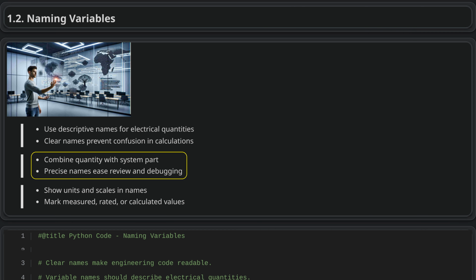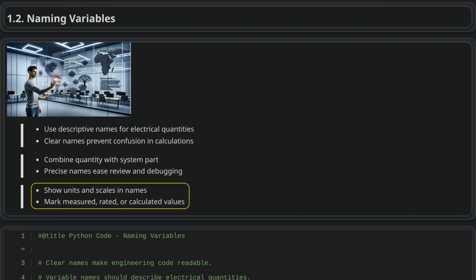Engineering variables should be named clearly and briefly by combining the measured quantity with its system context. For example, names should indicate whether a voltage belongs to a battery or resistor, or whether a current is an input, output, or leakage value. Precise naming makes programs easier to review, discuss, collaborate on, and debug.